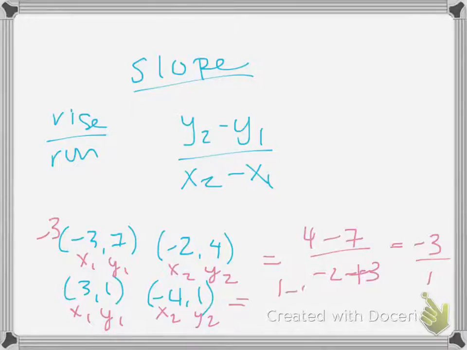My next one I got 1 minus 1 over negative 4 minus 3. So I get 1 minus 1 is 0. Negative 4 minus 3 is negative 7. 0 on top is okay. It should equal 0.